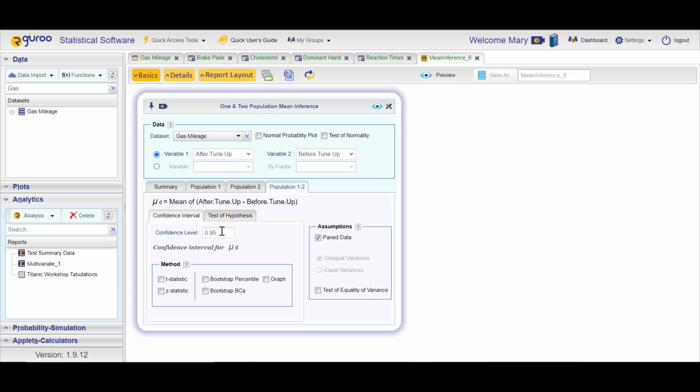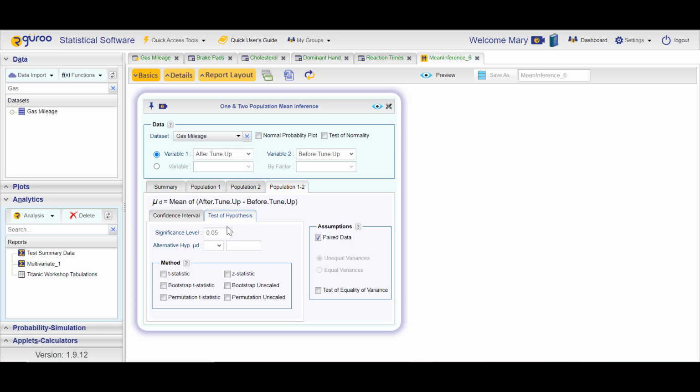The significance level is 0.01. So if I did a confidence level, it'd be 0.99. I'm going to click T statistic. Again, you don't have to do the confidence interval, but I would like to. Significance level we said was 0.01, and we're saying that the after tune-up should be greater than the before, so the difference will be greater than 0. T statistic, make sure paired data is checked.